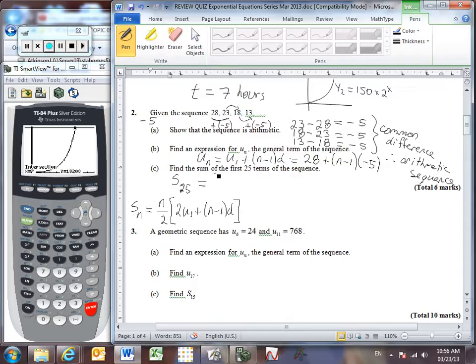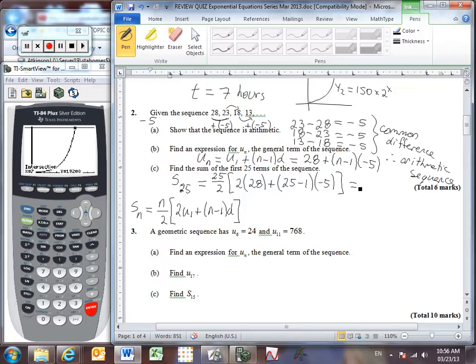So in our case, we've got 25 over 2. And then our u1 was 28. Remember that n is 25, so our n minus 1 becomes 25 minus 1. That is to say that we're adding only 24 of the d's, which are negative 5.